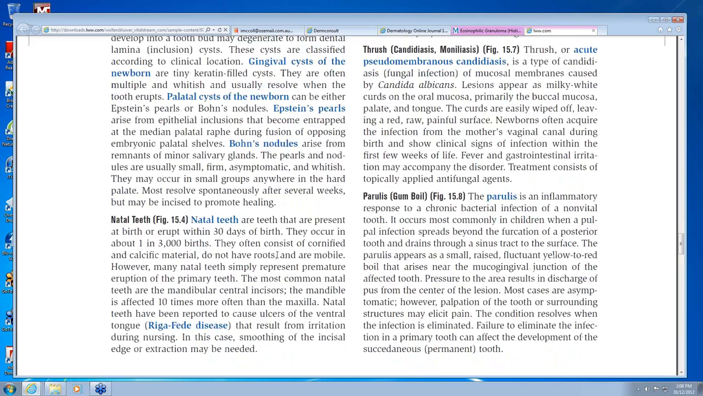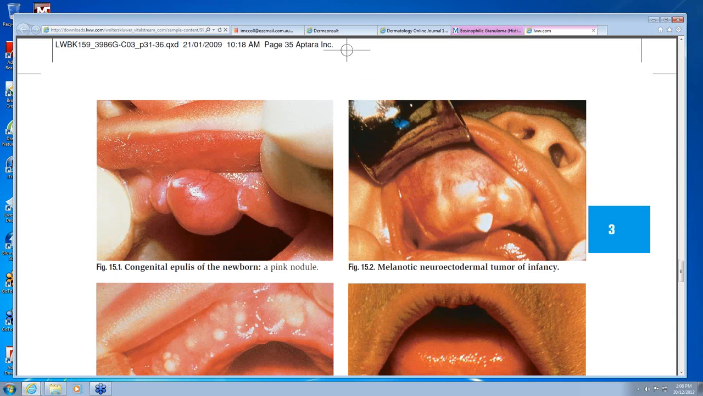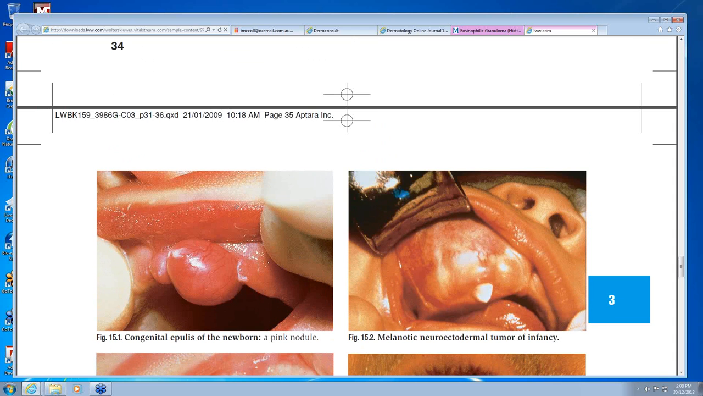I think we had some little pictures. We have a picture here. Yeah, there's one. There's a congenital epulis of the newborn. But as I say, you can get acquired ones as well.